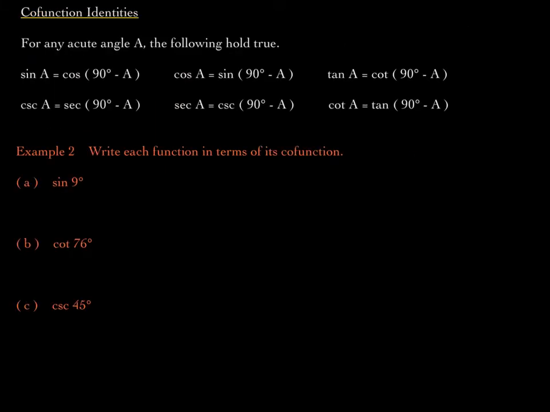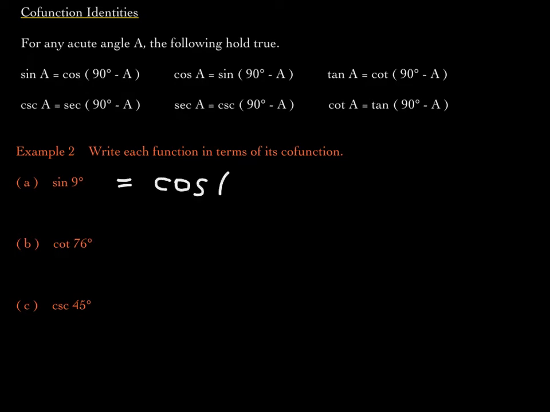All right, check this out. Write each function in terms of its cofunction. First notice that all of these angles that are given are acute. 9 degrees, 76 degrees, and 45 degrees are all acute. So what we can do is we can say sine of 9 degrees is equivalent to cosine of its complement.